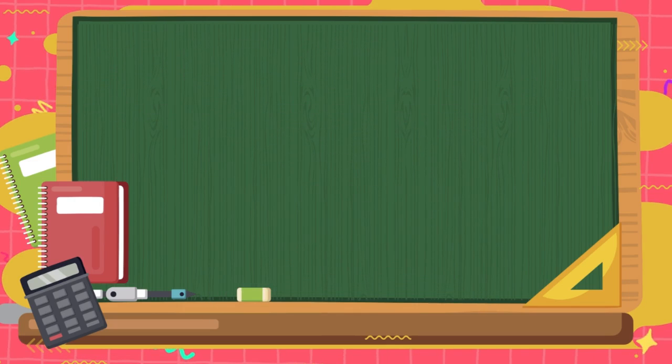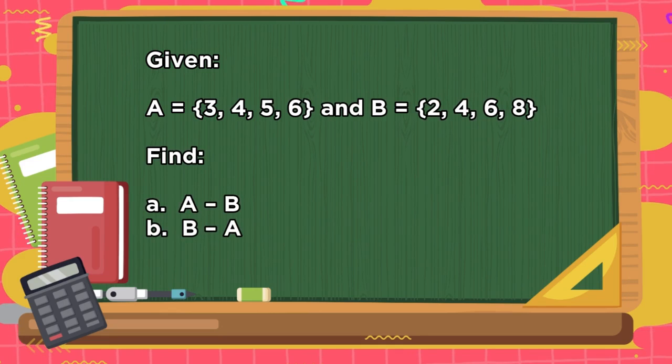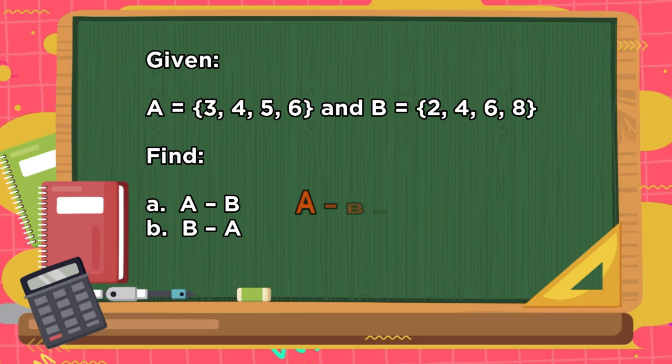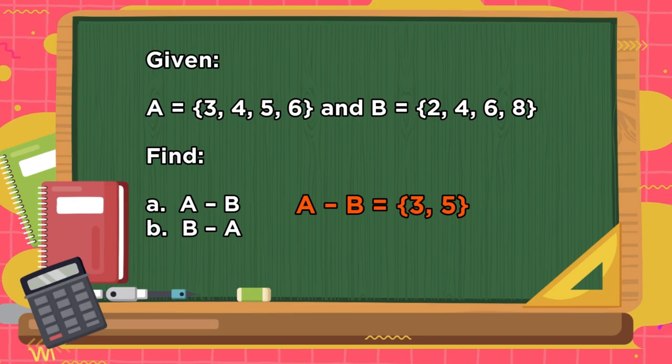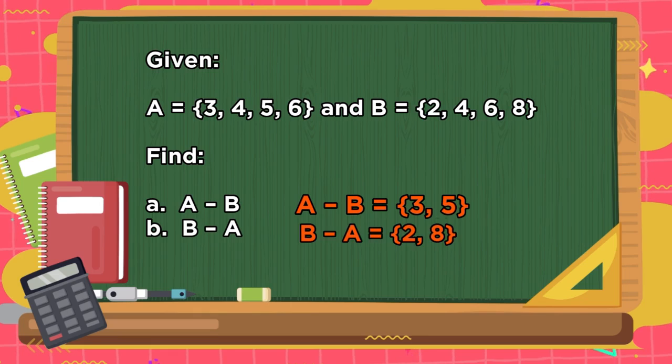So, given set A contains elements 3, 4, 5, and 6, and set B which contains elements 2, 4, 6, 8, we will find A minus B, and letter B we will find B minus A. Okay, ano yung mga elements na makikita nyo sa set A na wala sa set B? Okay, the answer is 3 and 5. Okay, ngayon naman, ano yung mga elements na makikita mo sa B na nasa set A? So, tanggalin nyo. Ang matitira is 2 and 8.